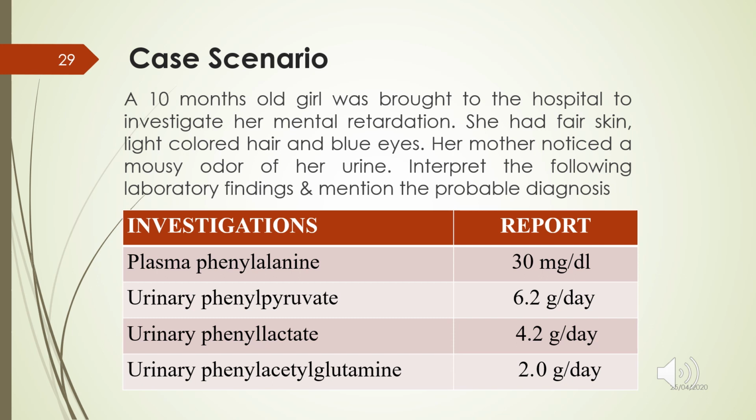The major metabolic pathway of phenylalanine is blocked here. Hence, it has entered the minor pathway or alternative pathway, so that phenylalanine is converted into phenylpyruvate, which is known as phenylketone. Hence, the condition is called phenylketonuria because there is increased phenylpyruvate concentration in the urine. Normally, phenylpyruvate, phenyllactate, and phenylacetylglutamine are absent in the urine. Her mother also noticed a mousy odor of the urine because of the presence of phenylacetate and the other metabolites of phenylalanine, which has entered the minor pathway.